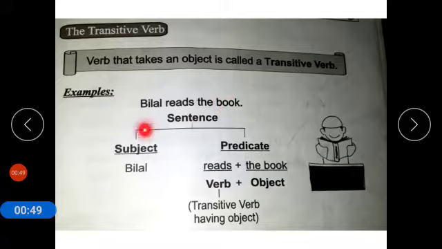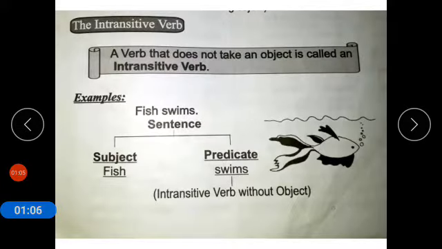So there are two parts of a sentence, subject and predicate. So Bilal is the subject, reads is the verb, and the book is the object. So this is a sentence which takes an object in it, so it is called a transitive verb. Now coming to intransitive verb. Intransitive verb is the opposite of transitive verb. A verb that does not take an object is called an intransitive verb.